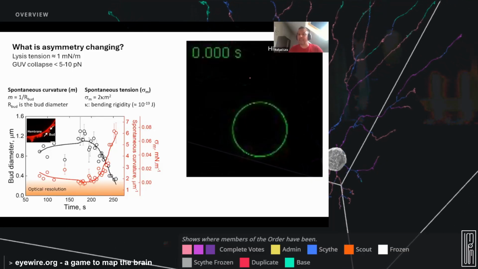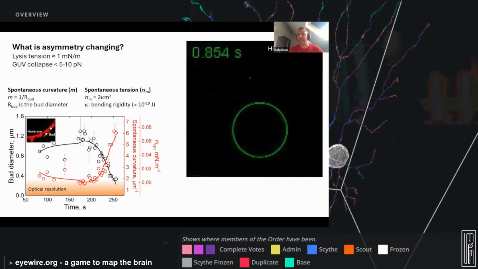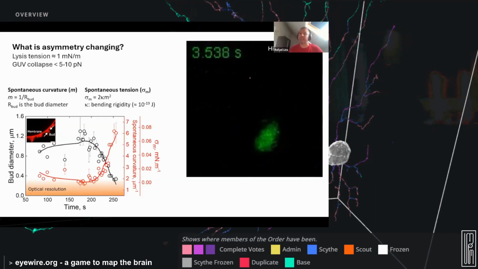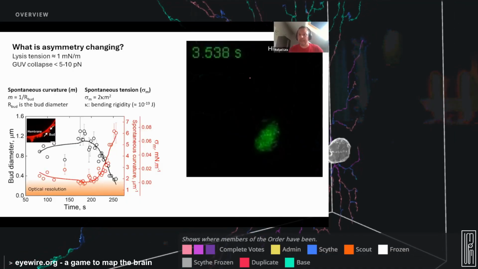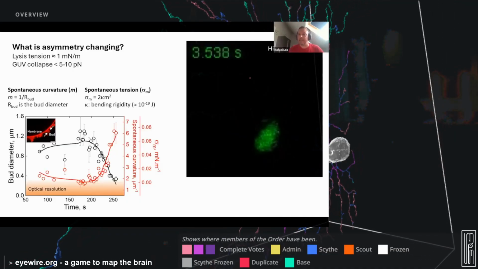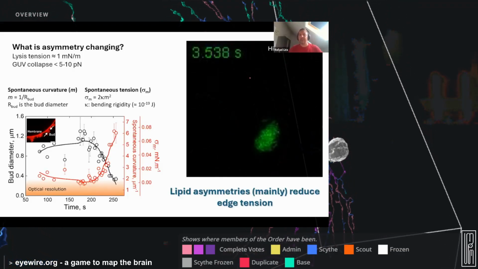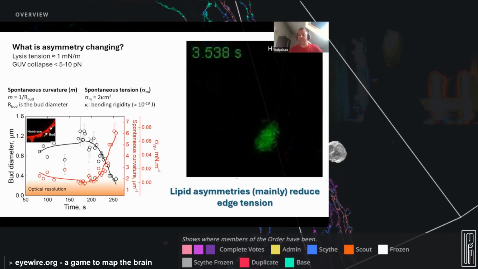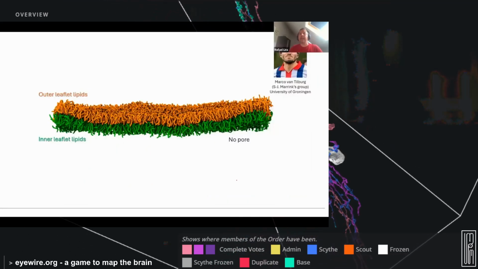In conditions of very high asymmetries, we don't even need to electroporate the GUVs. Instead, they porate spontaneously because the edge tension is so low, the critical radius is so small that any defect formed in the membrane will induce collapse. So the answer to this is: lipid asymmetry mainly causes a decrease in edge tension, not in lysis tension.